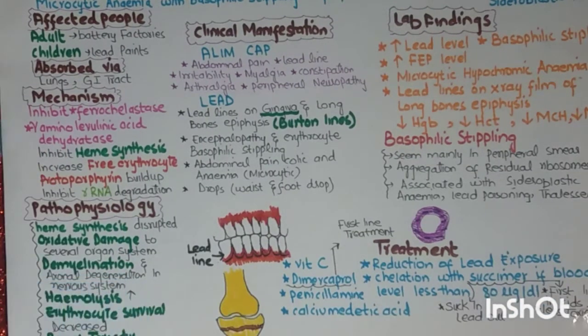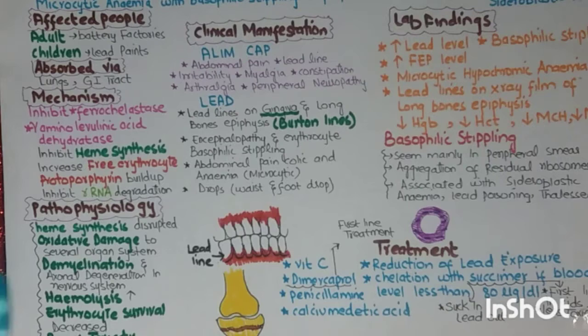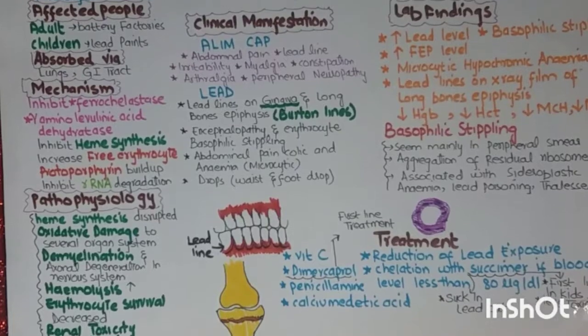Now we will see the pathophysiology. Heme synthesis is disrupted. Lead acts on the different receptors, on the different systems, and affects them in different ways. It inhibits heme synthesis, causes oxidative damage to several organ systems, demyelination and axonal degeneration in the nervous system, and increased hemolysis, increased lysis of RBC. Erythrocyte survival, that is the normal lifespan of 120 days, will be decreased, along with renal toxicity and hypertension.